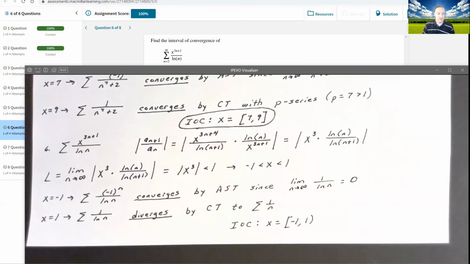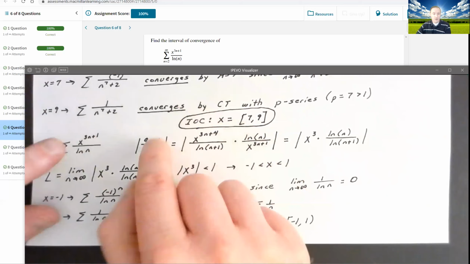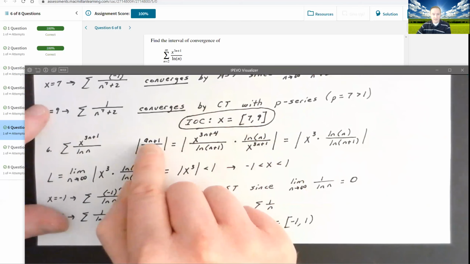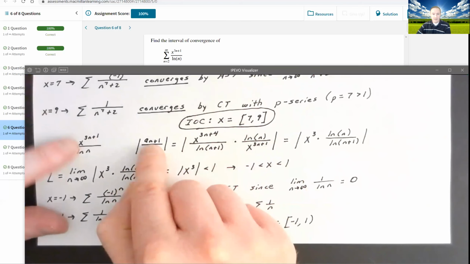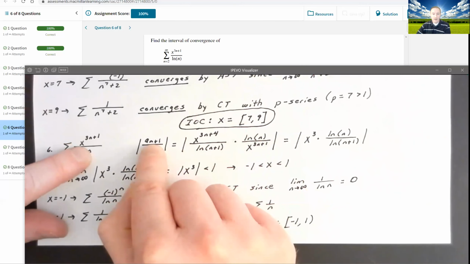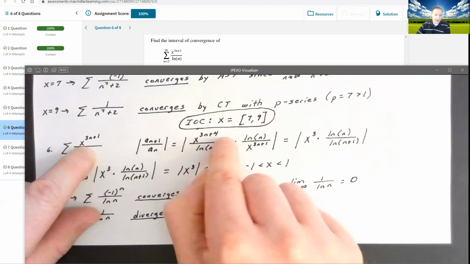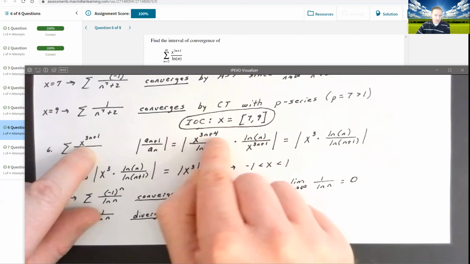I said the series x to the 3n plus 1 divided by the natural log of n. Now, I was thinking that this one probably is not going to converge for very many values because that denominator, the natural log of n, it's a pretty small denominator. It's not getting large fast at all. So in order to determine the interval of convergence, I said, well, let's use the ratio test, a sub n plus 1. Now, I skipped a step here. Please make sure you see where this comes from.